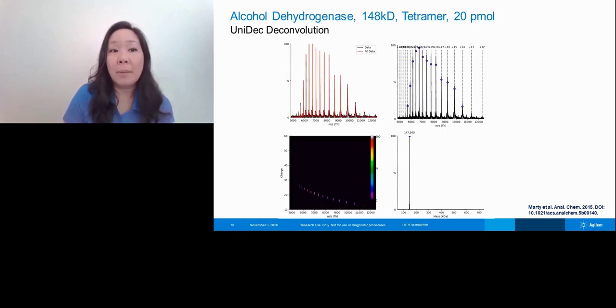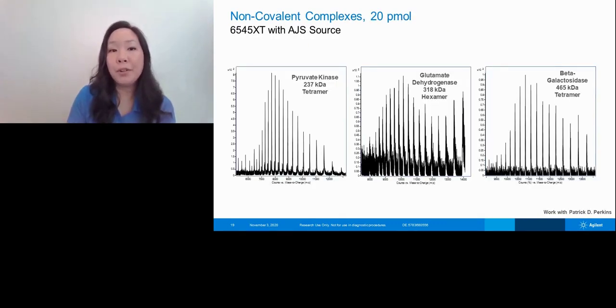So here we look at alcohol dehydrogenase deconvoluted. Again, the fit data on the upper left, charge envelope on the right. And now you can see the beautiful trend line for the charge envelope and the deconvoluted mass. So we decided to take it one step further and try to go to the higher masses.